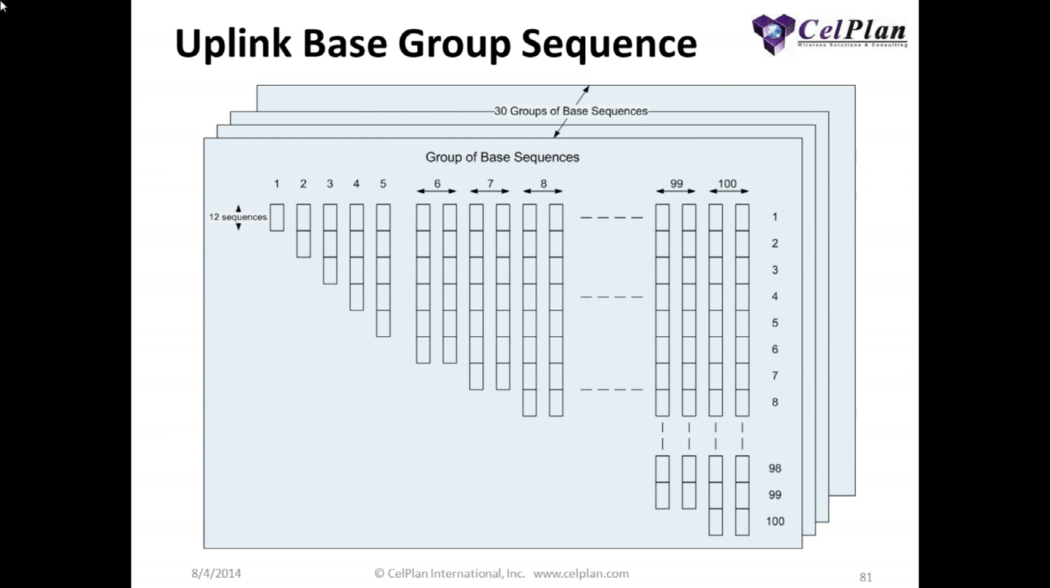So here is a zoom, as you can see, until 5 resource blocks. Each sequence has 12 Zadoff-Chu shifts. Then the next one is larger, larger, larger, and then from the 6 onward we have 2 sequences per number of resource blocks.